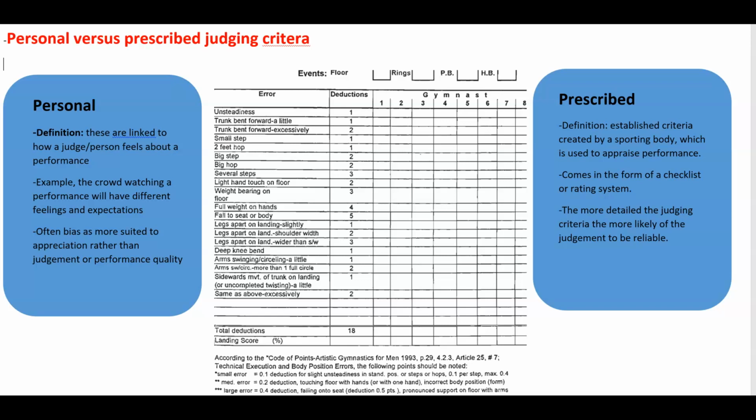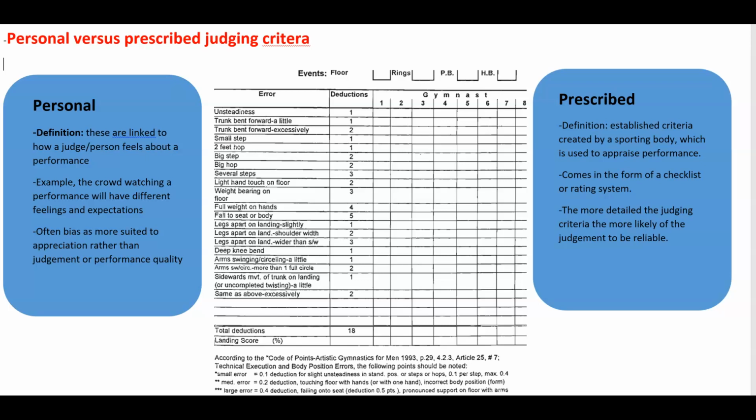Now, the definition for personal criteria is these are linked to how a judge or a person feels about a performance. An example of this is a crowd watching a performance, and each person in that crowd will have different feelings and expectations about that performance. Personal criteria is often very biased and more suited to the appreciation of performance rather than the actual judgment of performance quality. A sporting example you can use for this is two people will go to watch the ballet.